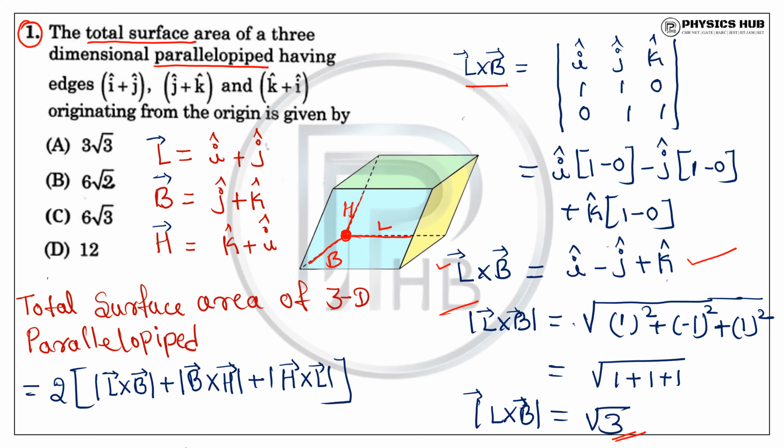Similarly find the magnitude of B cross H and magnitude of H cross L. This will result in root 3 and root 3 because all the coefficients have the same value. So put the values in the formula and we will get 2 into 3 times root 3, which gives 6 root 3. So option C is the correct answer, that is 6 root 3.